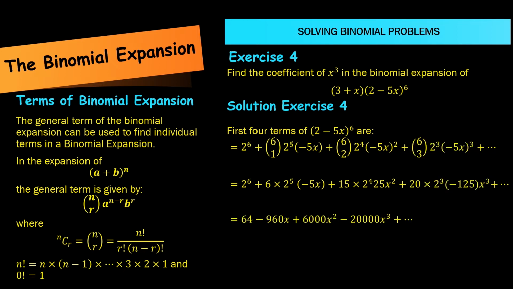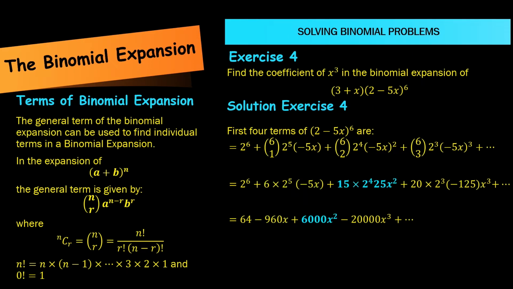And then tidying up some more, we have 64 minus 960x plus 6,000x squared minus 20,000x cubed, and so on.